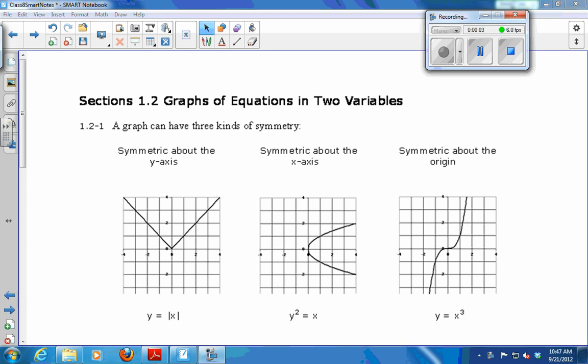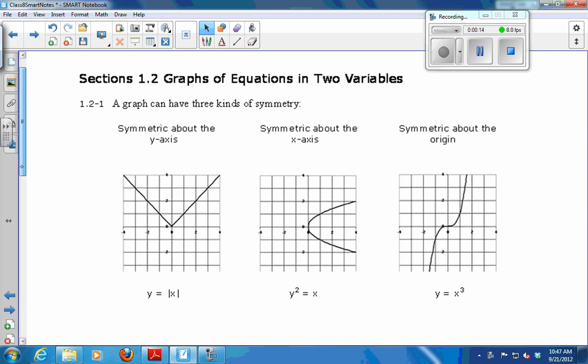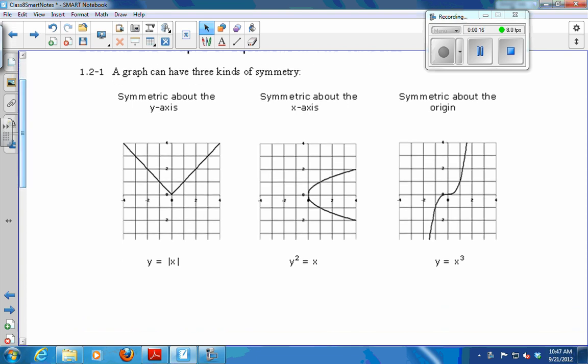So we were talking about graphs last class. We're going to continue that discussion. Today we're going to talk about symmetry. So a graph can have three different kinds of symmetry. It can be symmetric about the y-axis, the x-axis, or the origin.